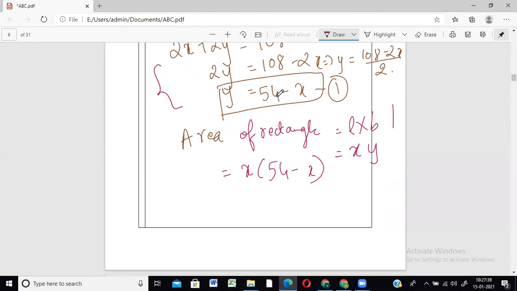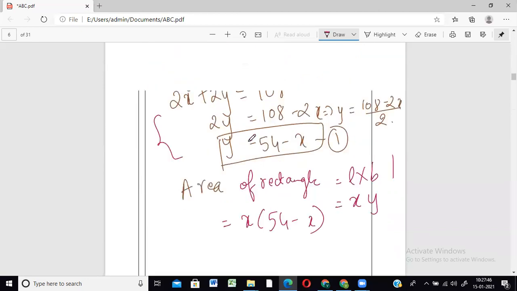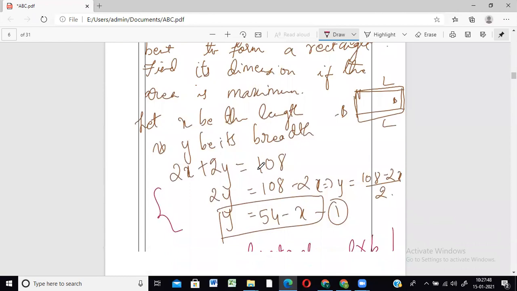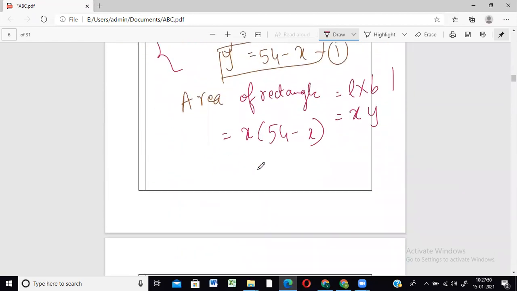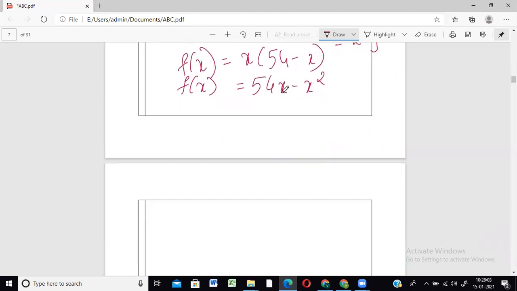Because only then could we have found the value of y in terms of x. So then it is easy for us to calculate. This is the area of the rectangle, because they told us they want the area to be maximum, right? So this will be our original function, f of x. What will be f of x? F of x is nothing but, I just open the bracket, 54x minus x square.